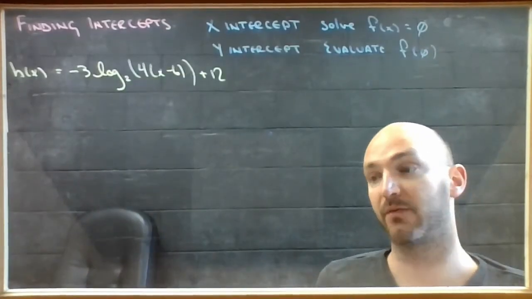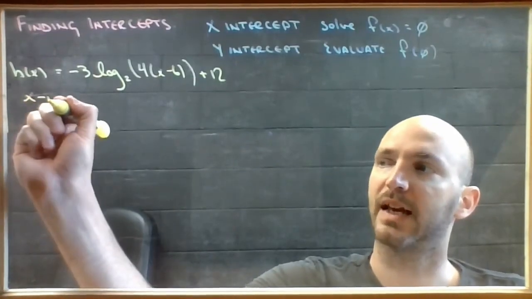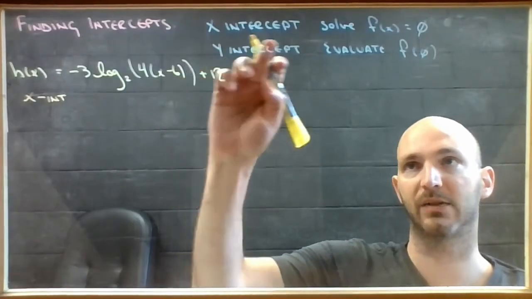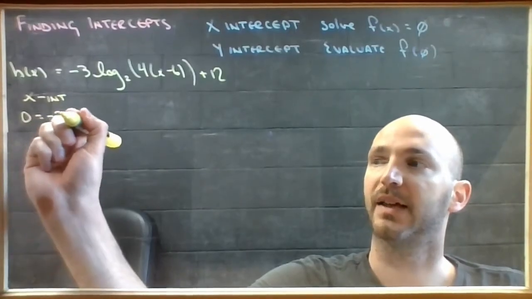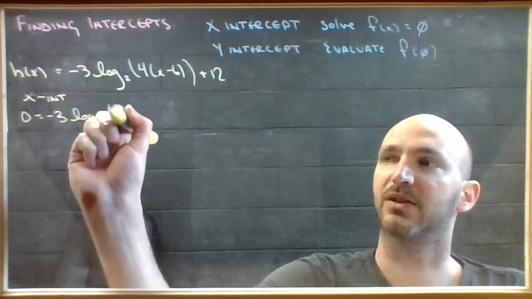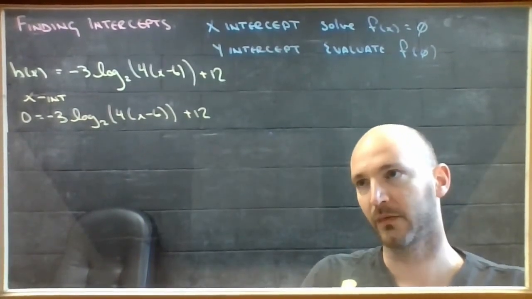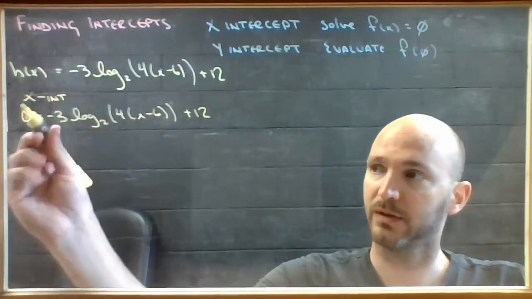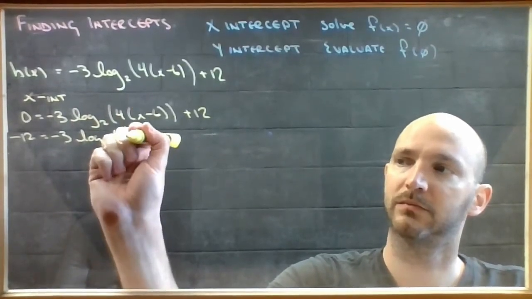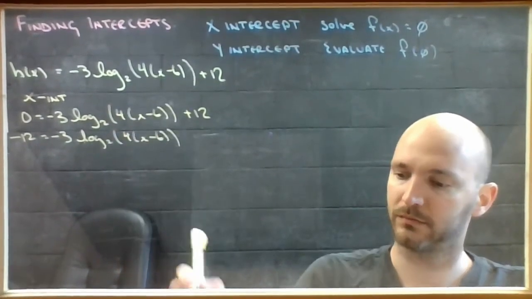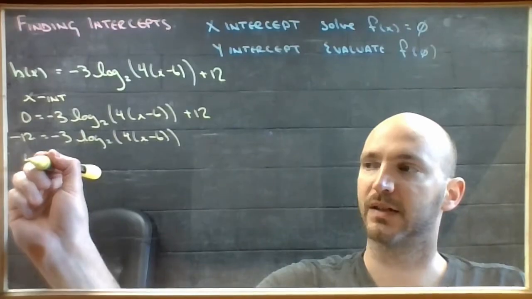Alright, so here I have a base 2 logarithm, just for some excitement, and I'm going to try and find the x-intercepts. In order to find an x-intercept, I have to solve where the function is equal to 0. So 0 is -3 log base 2 of 4 times x minus 6 plus 12. So I have to kick this 12 over, that would be -12. And then I have to divide by -3. -12 divided by -3 is 4.